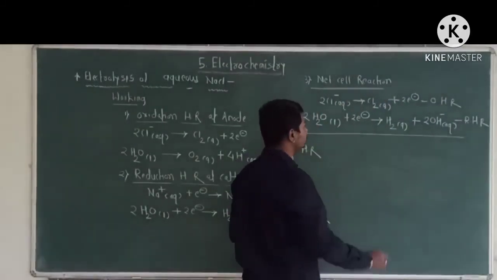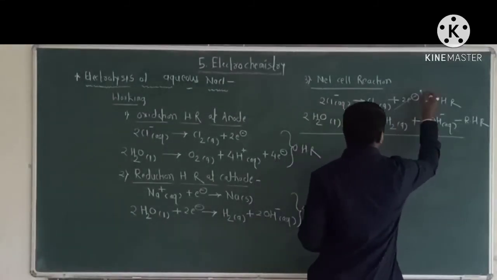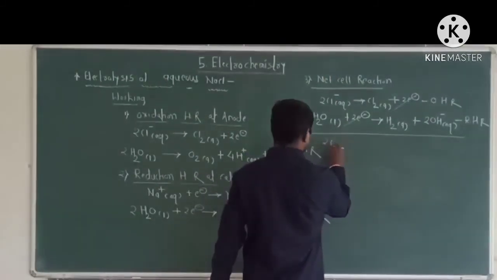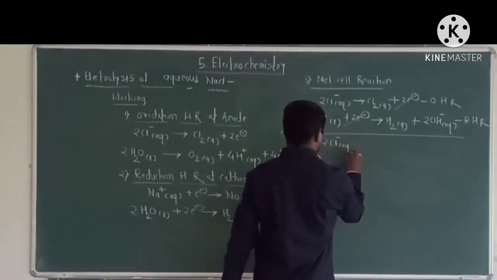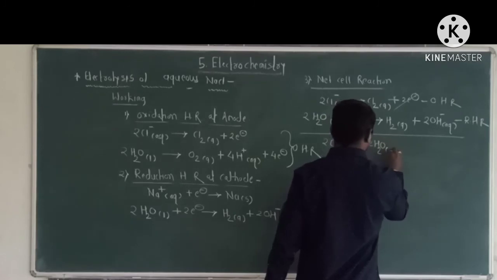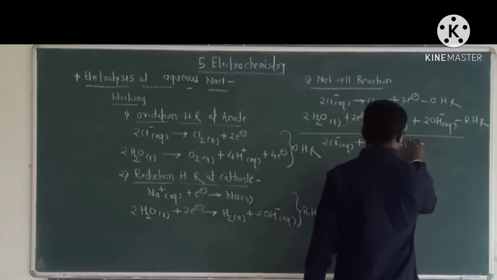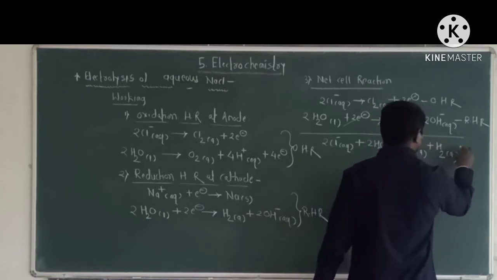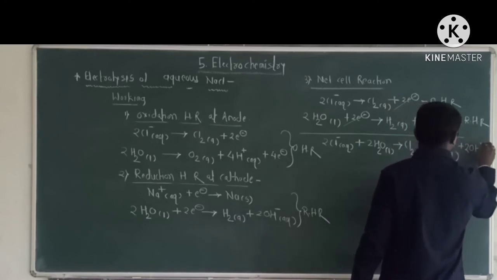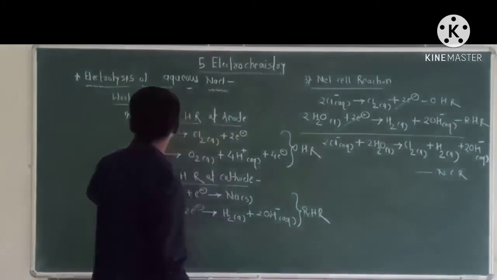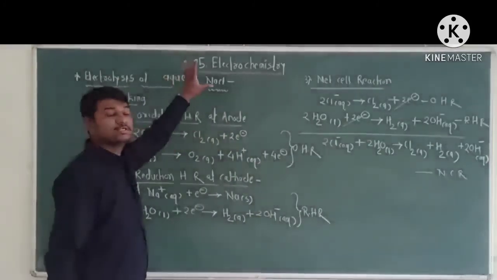Okay. Now after that, the 2 electrons and 2 electrons get cancelled and give the net cell reaction, that is 2Cl minus aqueous plus 2H2O liquid gives Cl2 gas plus H2 gas plus 2OH minus aqueous. This is the net cell reaction occurring during the electrolysis of aqueous NaCl.